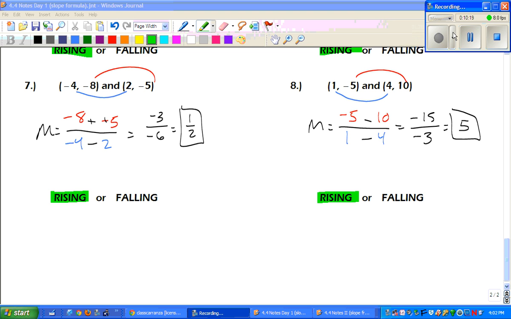All right, that's it for chapter 4.4 notes, the first day of slope for Algebra 1.